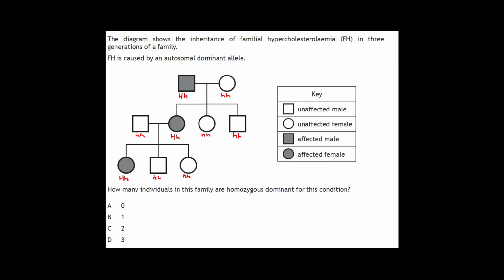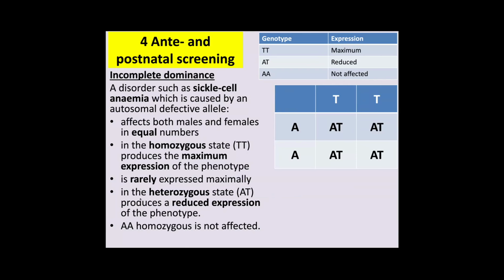So how many individuals are homozygous dominant? Well, it's none. Okay, there's no individual that's got 2 capital H's. So the answer is going to be A. And as I always say to my class, I feel that's a bit of a tricky, sneaky one, but that's how you work out that one.